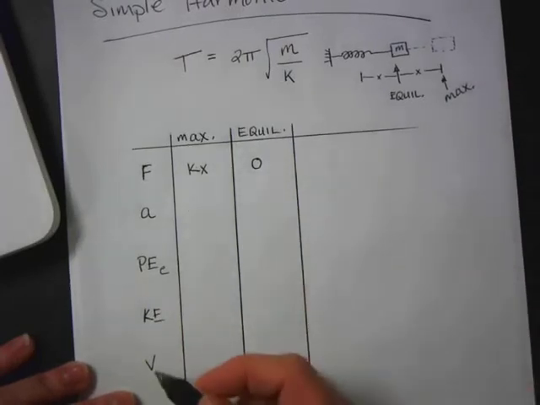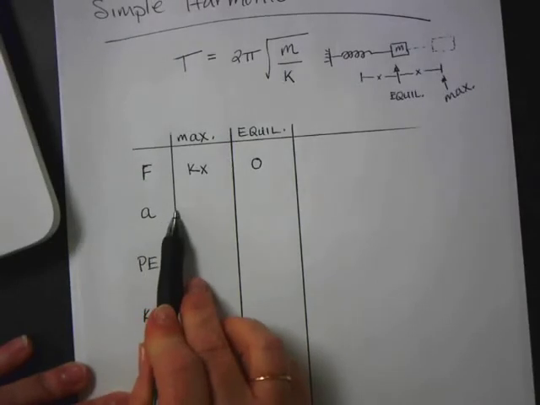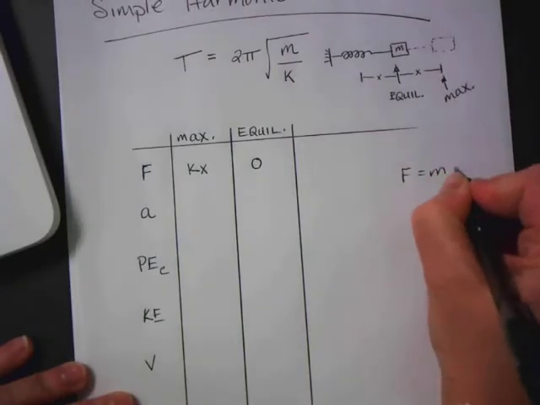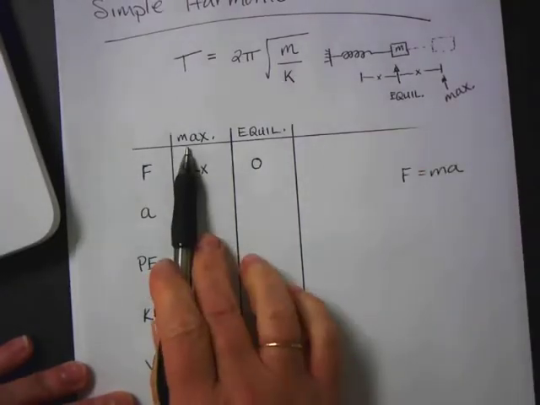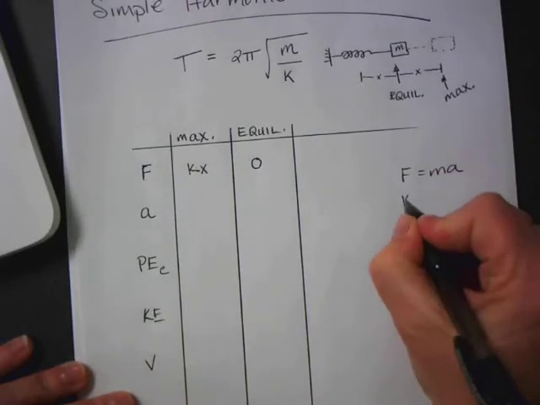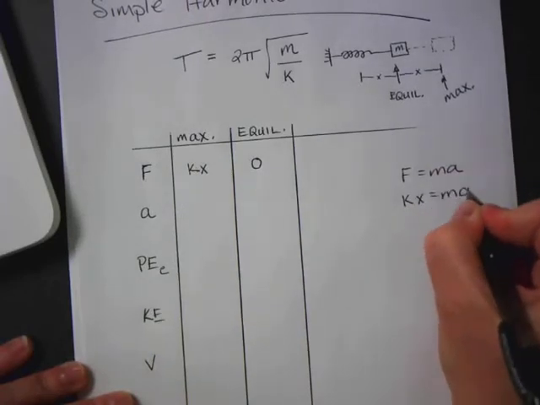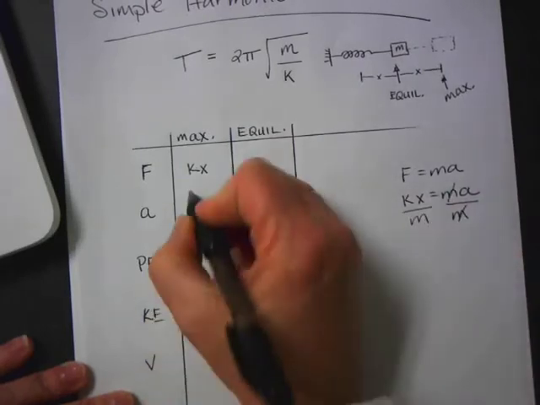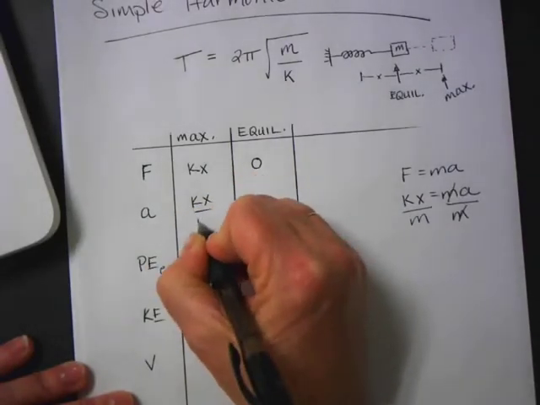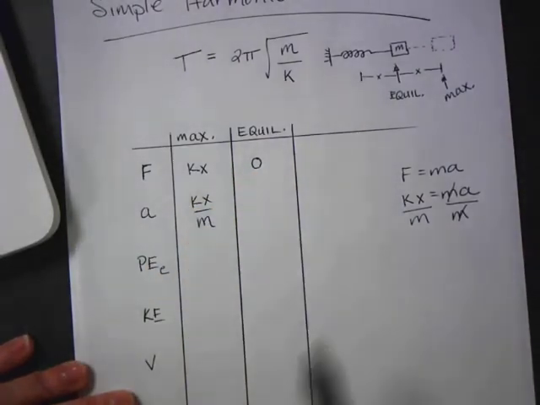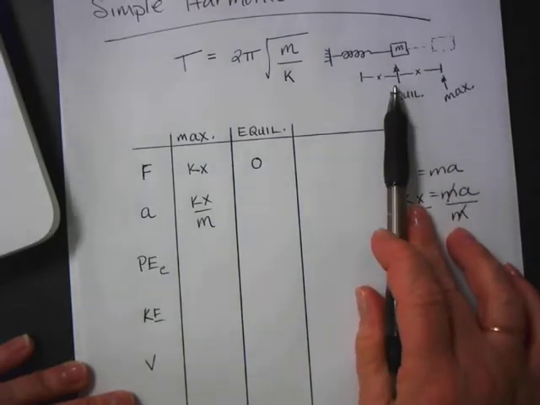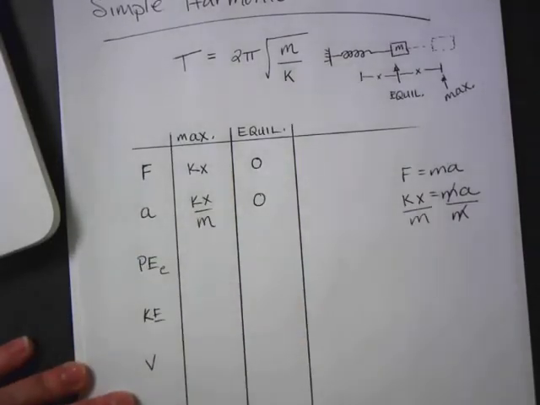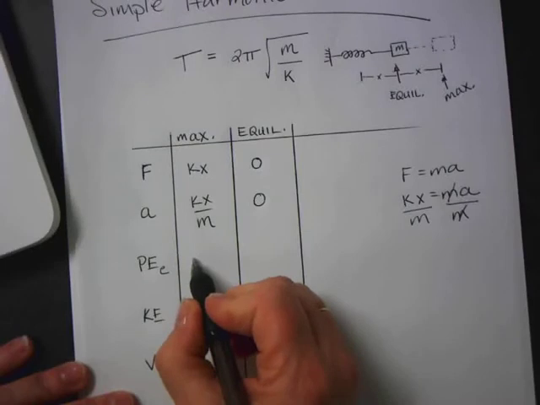If we go on and we use this as a basis for figuring out all the rest of it, it's really not too bad. Here we're going to use Newton's second law. So if F equals ma, and at the maximum stretch or compression spot, F equals kx, and if I solve for acceleration, well, bam, I get kx over m. At the equilibrium spot, there's no force pulling or pushing the mass, and so again, if force is zero, acceleration has to be zero.